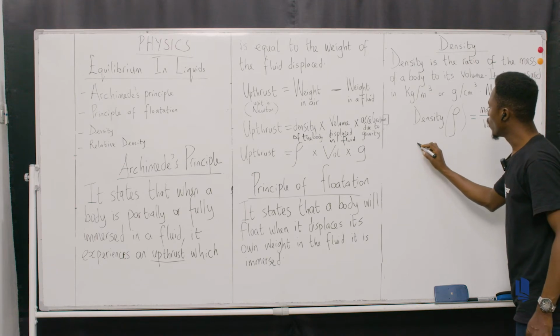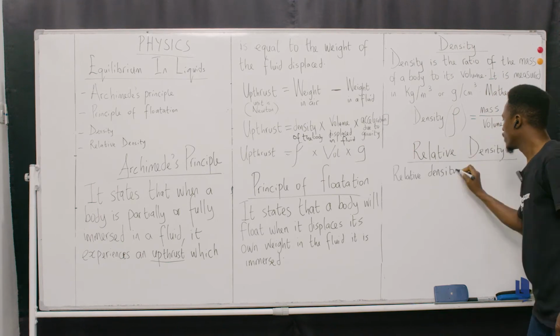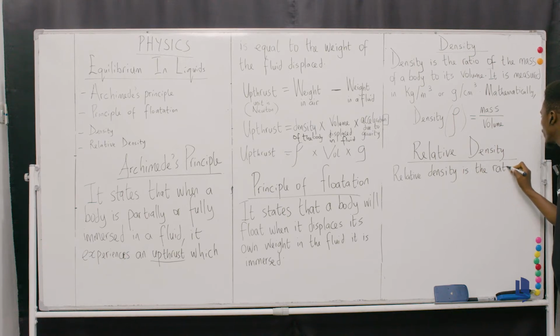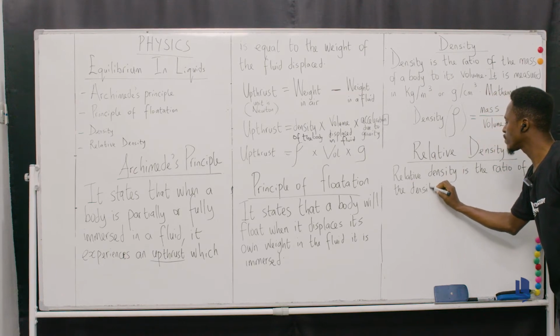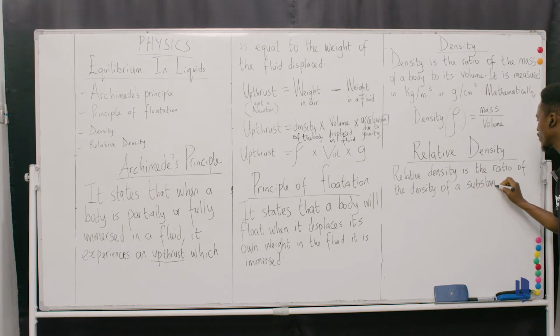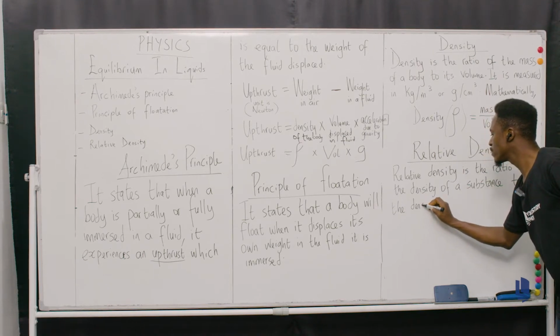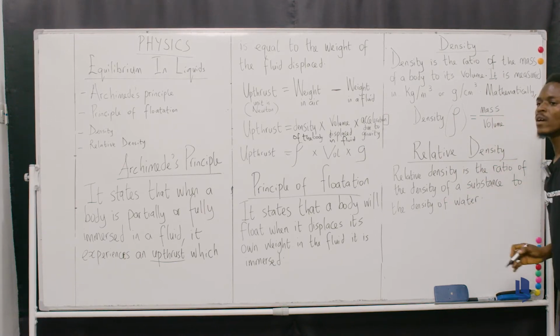Here we go. We say that relative density is the ratio of the density of a substance to the density of water. To the density of water.